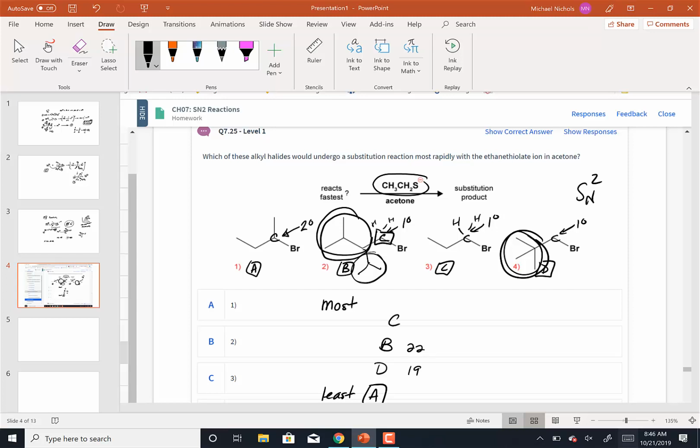Inversion of configuration, bimolecular kinetics, meaning the rate is dependent on the nucleophile and alkyl halide concentration, and then the mechanism, the trigonal bipyramidal transition state that's formed. Those are the big four things.